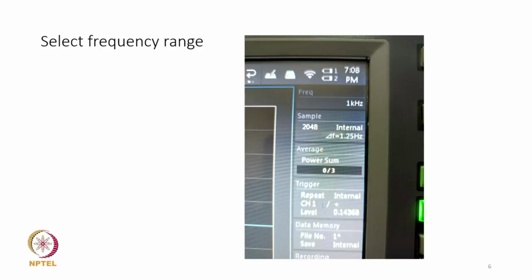So, you can see here we have taken this 1 kilohertz. There would be several options, and out of those this 1 kilohertz option has been chosen. So, the frequency range is 1 kilohertz, and we also note that the number of samples is being shown here, 2048, right. And once these two parameters are fixed, the rest of the time and frequency domain parameters get fixed.